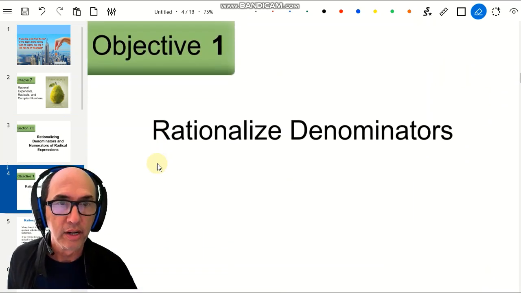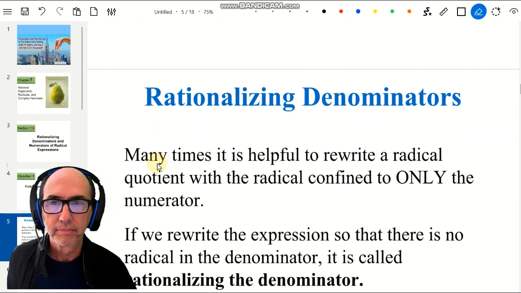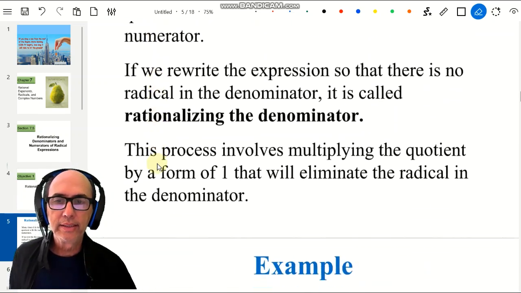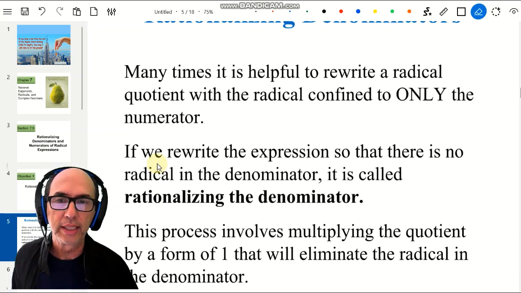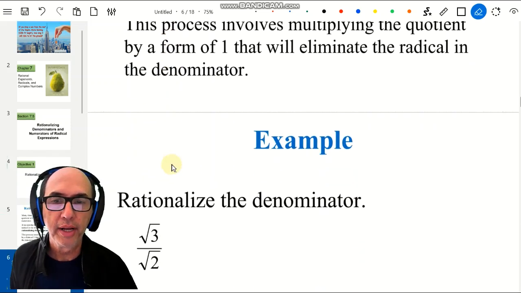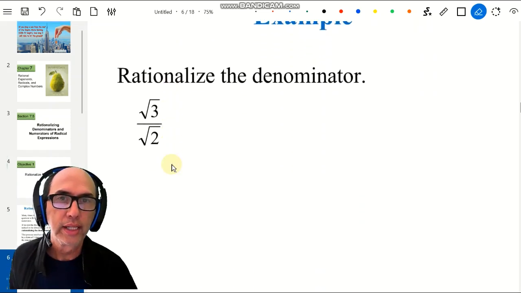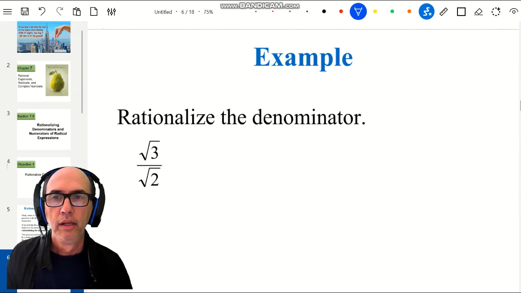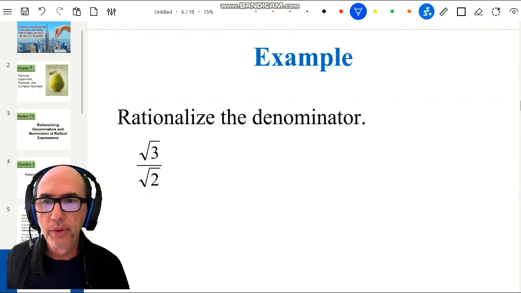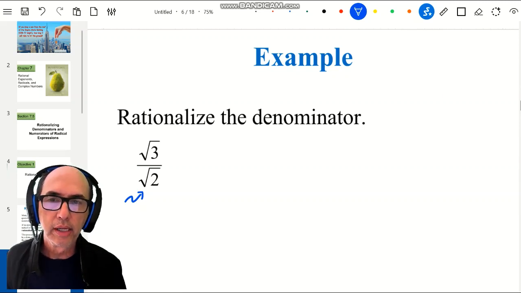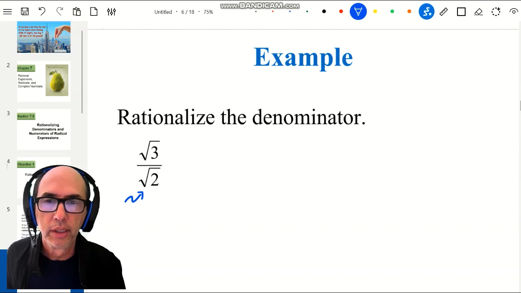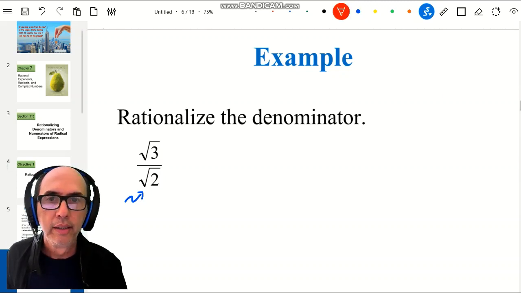rationalizing denominators. And this is something that eventually is useful, to rationalize the denominator so we don't have any radicals on the denominator. Look at this example. I want to get rid of the square root on the denominator, so we don't want square root of 2, we want something else. We have to find a way.